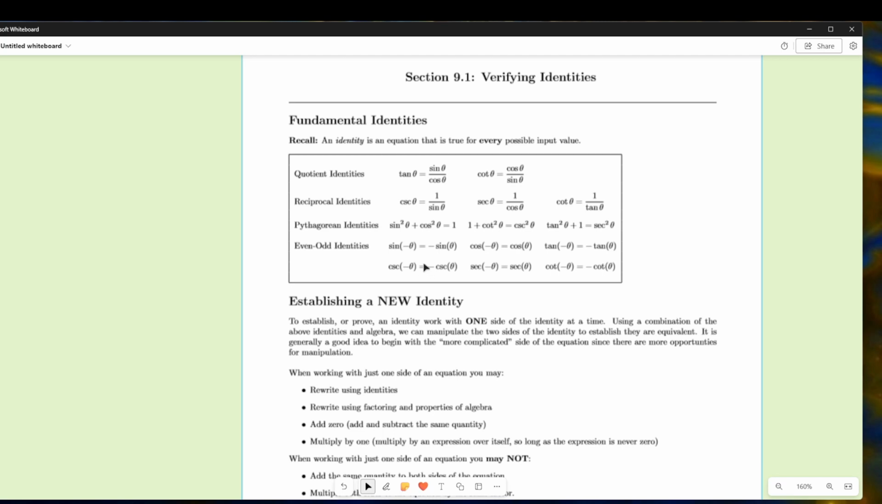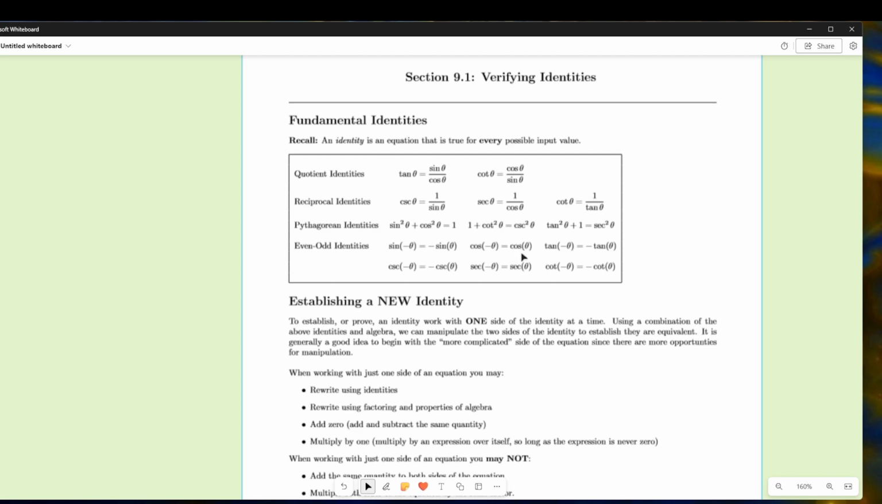As we work on establishing these identities, you'll notice we will very much focus on manipulating one side of the identity to turn into the other. We're going to try to show that two things are equal. So we can do that by rewriting any portion of our identity using the fundamental identities that we've learned, also any algebraic manipulation skills that we bring to the table.